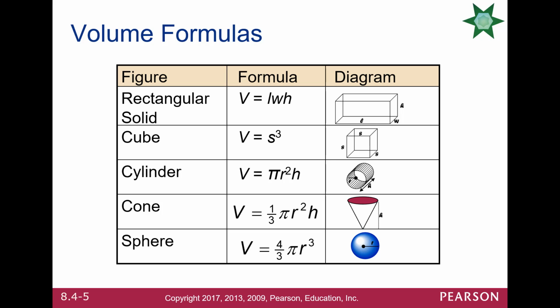Once again, you will have a formula page, but here are some formulas that you're going to be using. If you have a rectangular solid, like an Amazon.com box, the volume is length times width times height. If you have a cube, it's simply side times side times side. If you have a cylinder, like a soup can, the volume is pi r squared, which is actually the base of the bottom, that's the area of a circle, times the height, so pi r squared h. If you have a cone, it's 1/3 pi r squared h. And a sphere, kind of like a playground ball, is 4/3 pi r cubed.